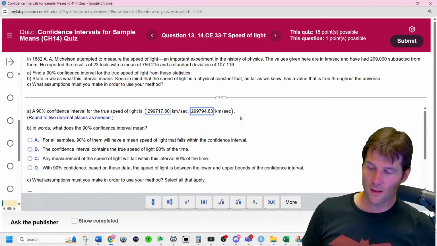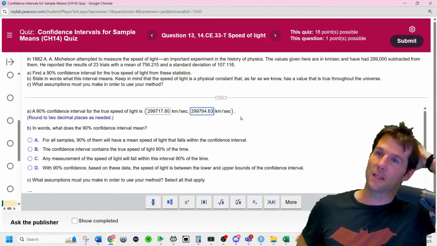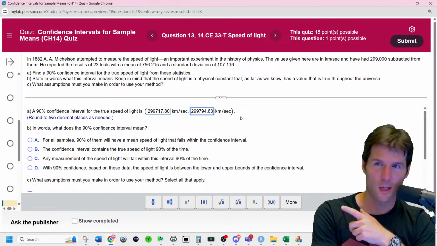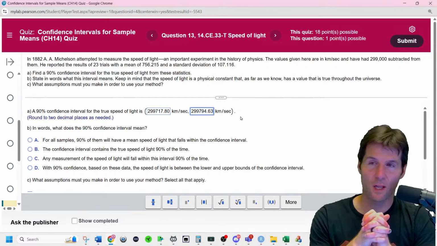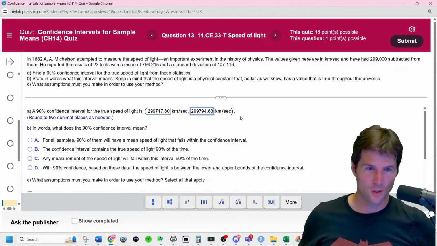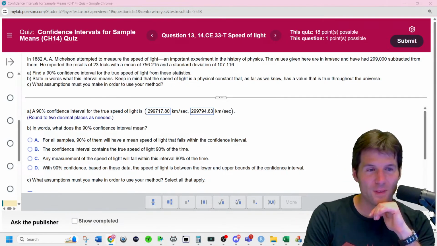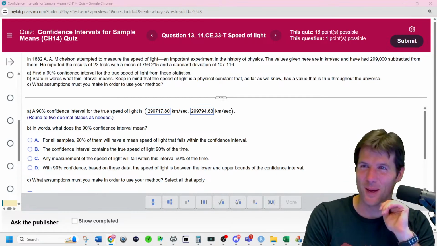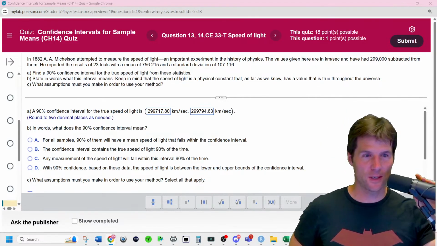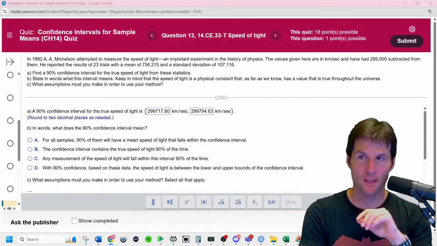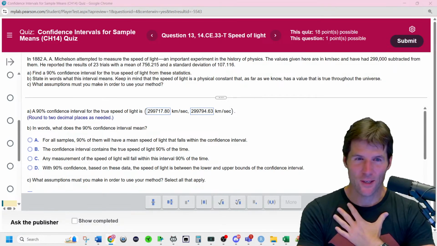I am 95% confident that the true mean speed of light is contained in the interval blank to blank. Which of those sounds right? A, B, C, or D? I am 90% confident that the true mean speed of light is contained in the interval blank to blank. Which of those sounds right? A, B, C, or D? Yeah, it's not too bad. Those numbers. Which of those sounds correct?